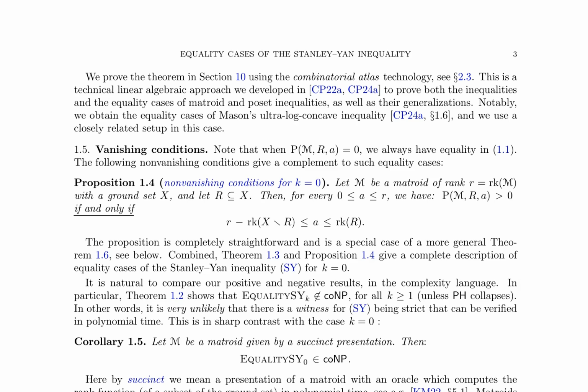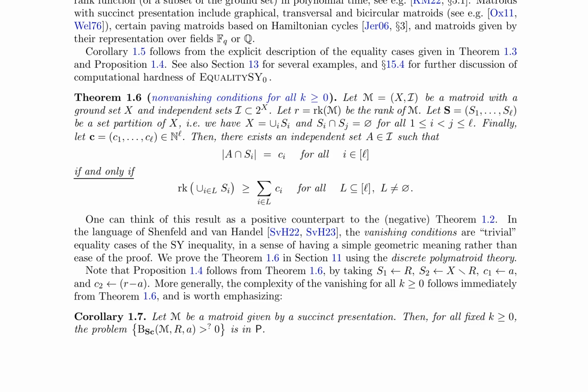The authors show that the problem of determining whether the Stanley-Yan inequality is strict is unlikely to have a polynomial time verification algorithm, unless PH collapses, whereas the equality case for k equals 0 is in coNP. They also present a more general theorem that provides non-vanishing conditions for all k greater than or equal to 0, which has implications for the complexity of the problem.